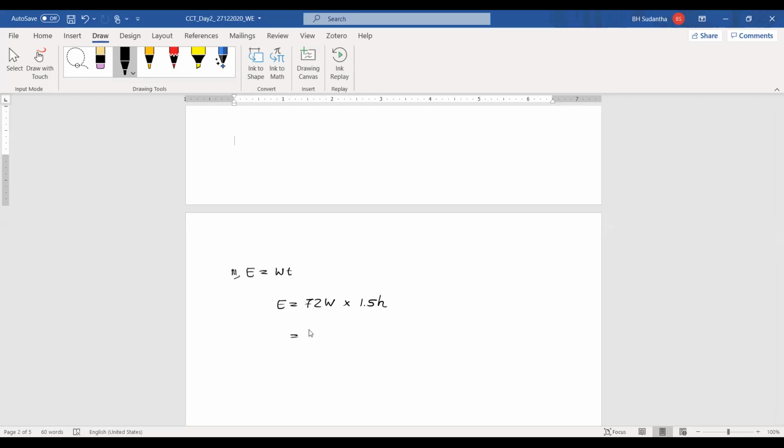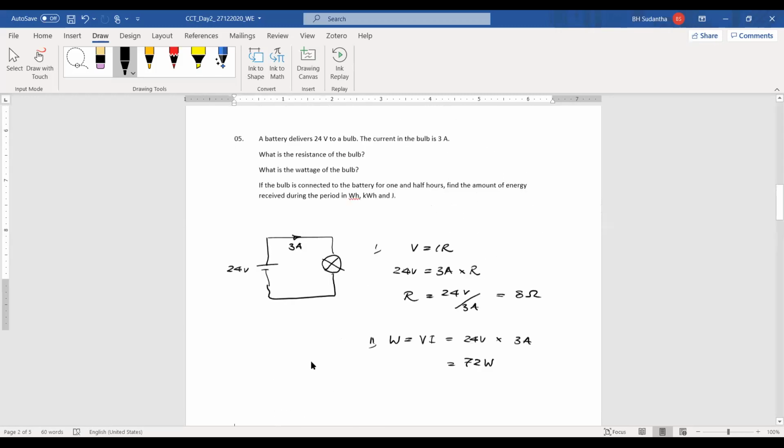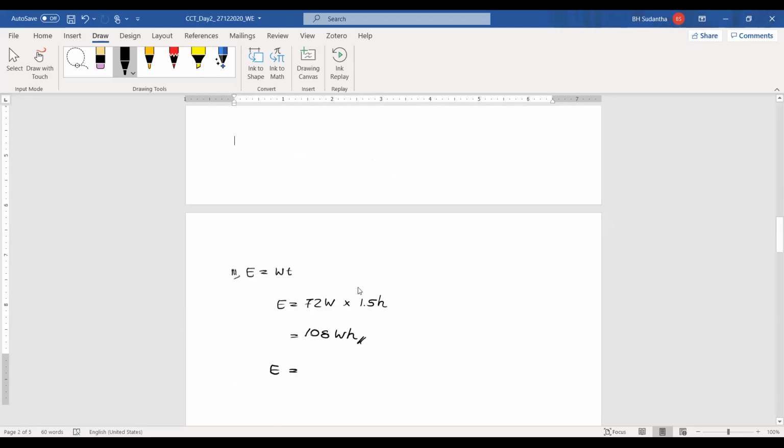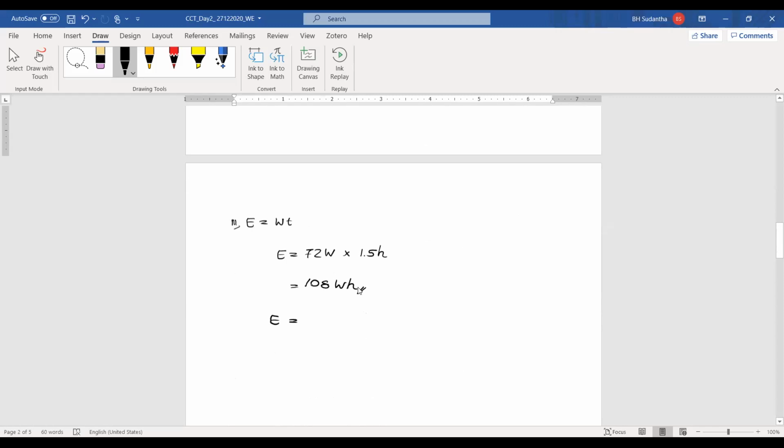Then how much is it? 108 watt hours. That is for 1 hour. Then we have to convert this into kilowatt hours. To convert this wattage into kilowatts, we have to divide it by 1000. Then 108 divided by 1000, and it will become kilowatt hours, because we have divided it by 1000. Then what we have converted is into kilowatts.